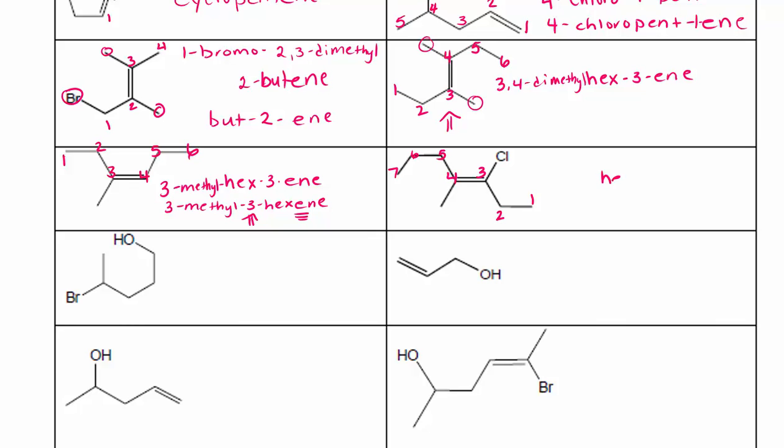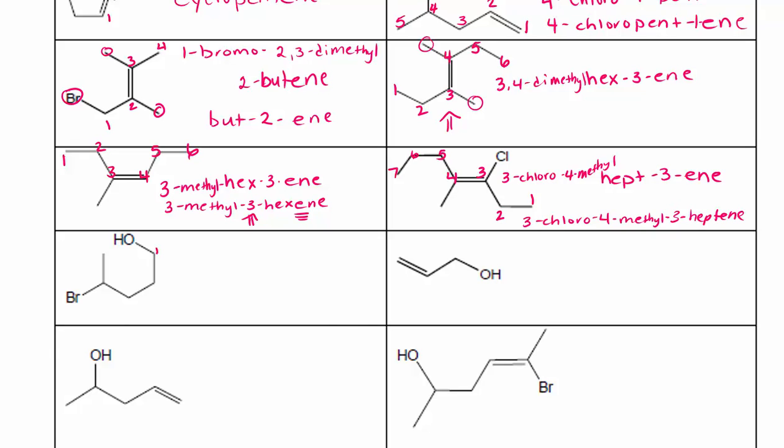So I have a hept-3-ene. Hept, H-E-P-T, is what we use for 7. Now I have a chloro on 3 and a methyl on 4. So this would be 3-chloro-4-methyl hept-3-ene. Again, as previous examples, you could also call it 3-chloro-4-methyl-3-heptene.